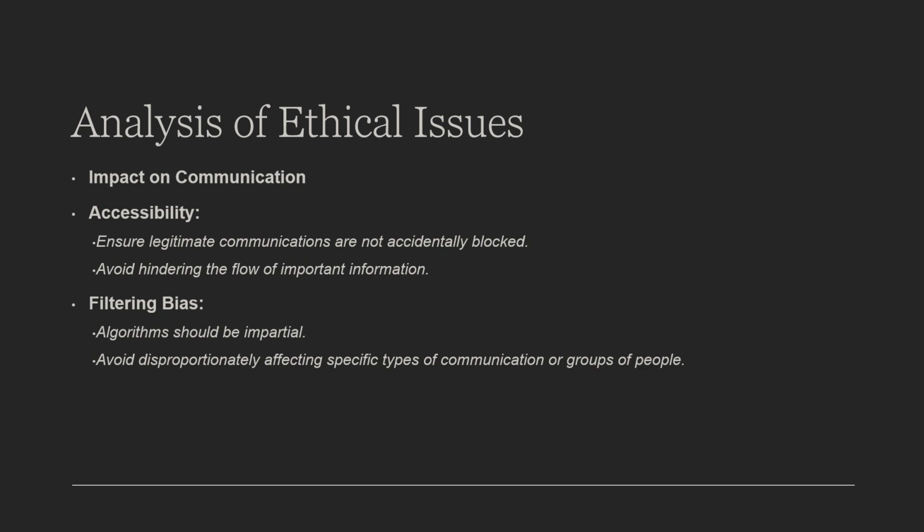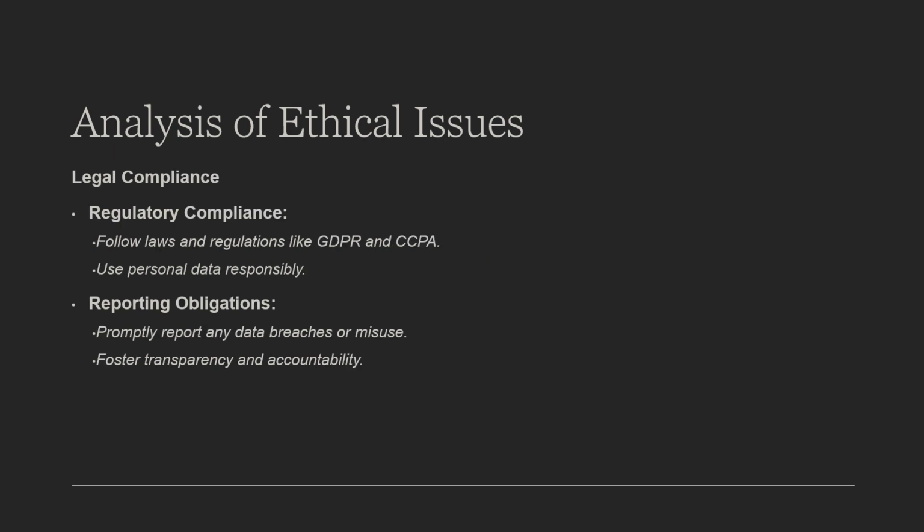Next, coming to filtering bias, algorithms should be impartial, avoiding disproportionately affecting specific types of communication or groups of people. And our next point is legal compliance, regulatory compliance. Follow laws and regulations like GDPR and CCPA. Use personal data responsibly. Reporting obligations: promptly report any data breaches or misuse. Foster transparency and accountability.